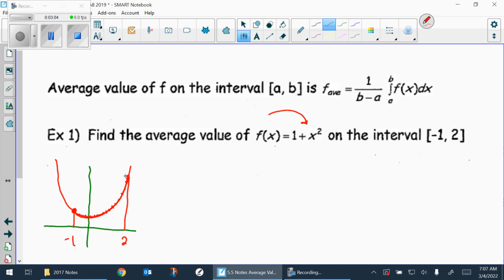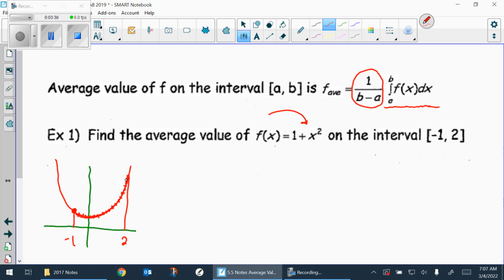But in calc, what we can do is take 1 over b minus a, 1 over the end of the interval minus the beginning, and then multiply that by the area under the curve. And that's going to give us the average y value that we achieved between those two x values.